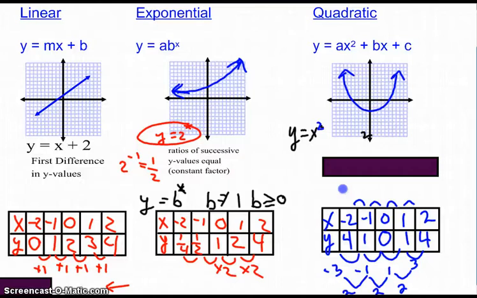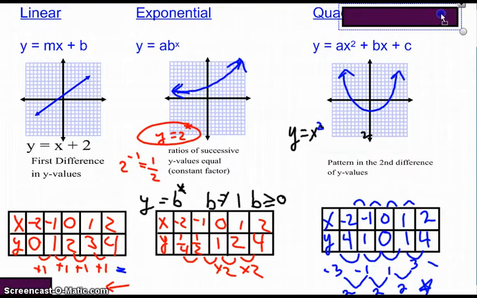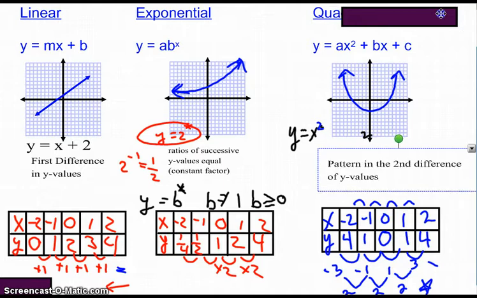So when you take, this is called taking the first difference. This one over here was the first difference, right? But when you take the second difference here, you see a constant second difference, and that's a quadratic equation. Okay? That's so cool. The pattern is in the second difference of y values.